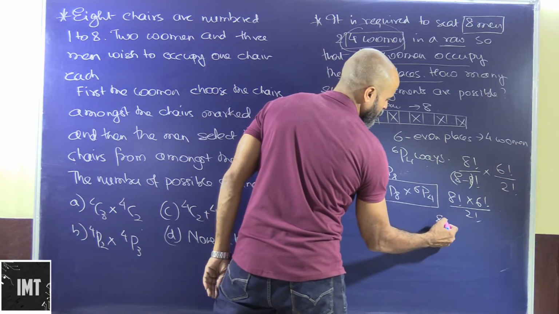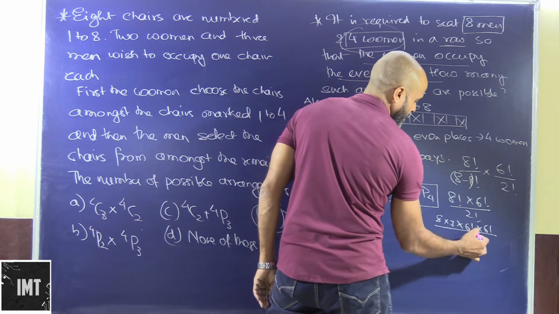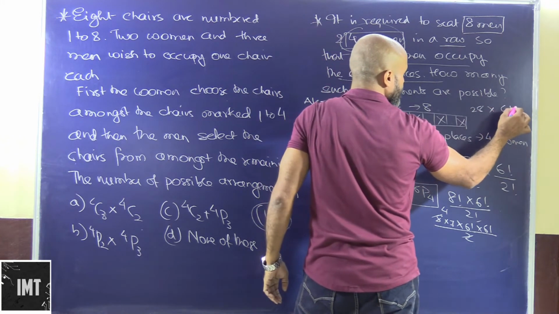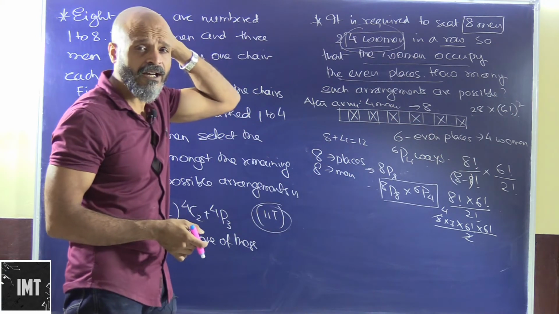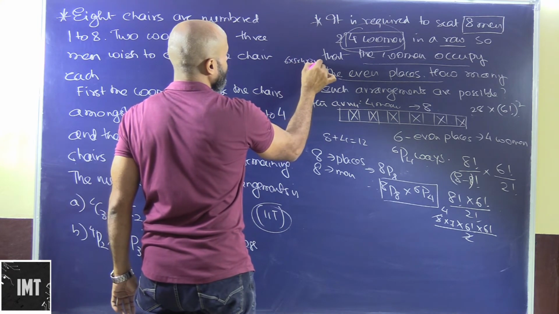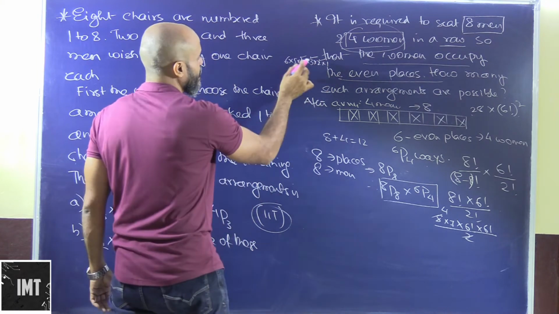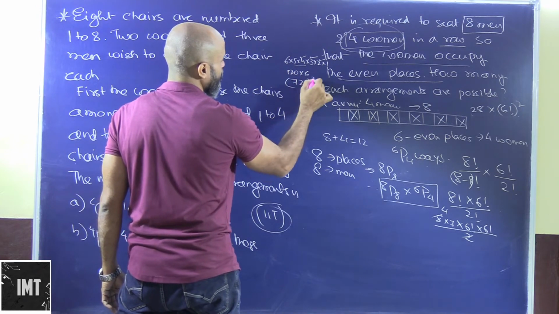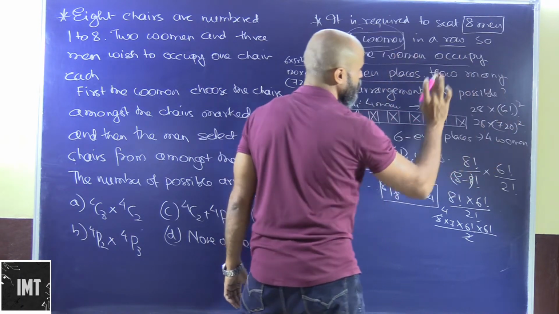Let's say 8 into 7, that is 56, into factorial 6 into factorial 6 upon 2. So this will be 2 4s are 8, 7 4s are 28 into 6 factorial square. So we have to calculate the value of 6 factorial. 6 into 5 into 4 into 3 into 2 into 1. That will be 5 4s are 20, 20 3s are 60, 60 2s are 120, 120 into 6, that will be 720. So we have to do a square of 720. So 28 into 720 square, and so on and so forth.